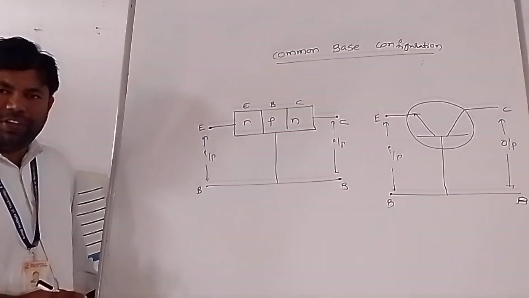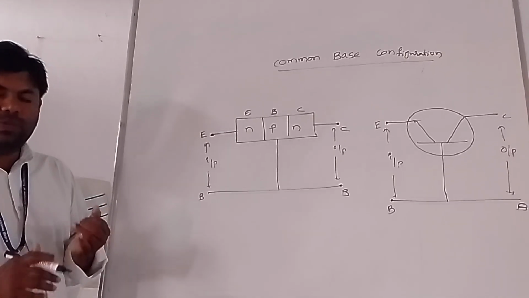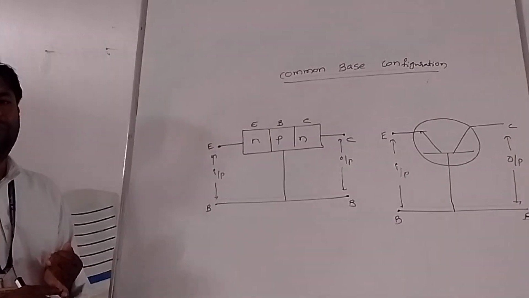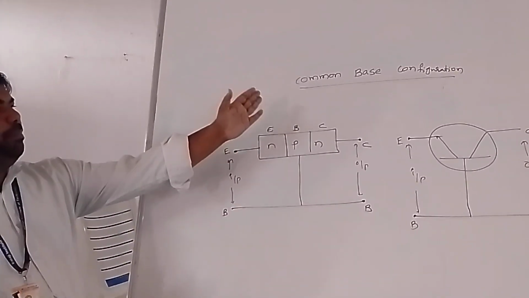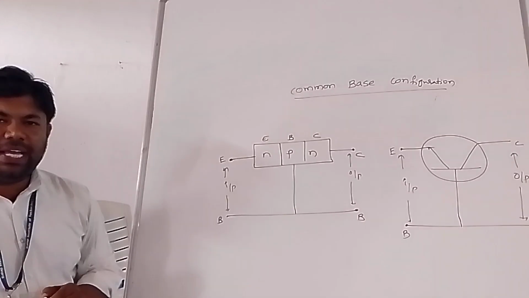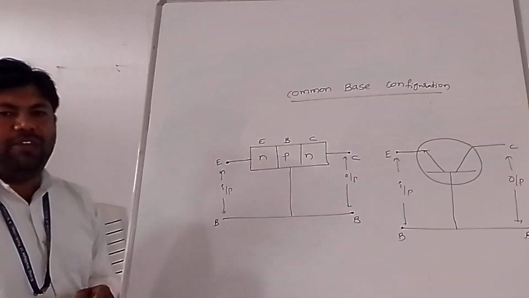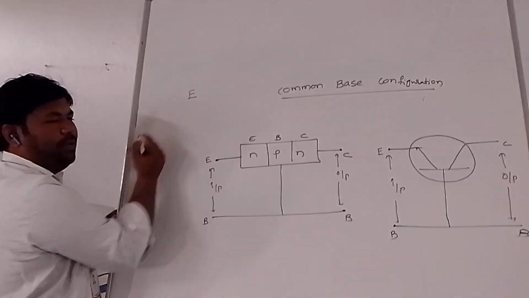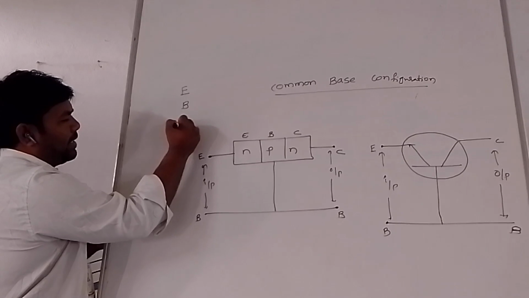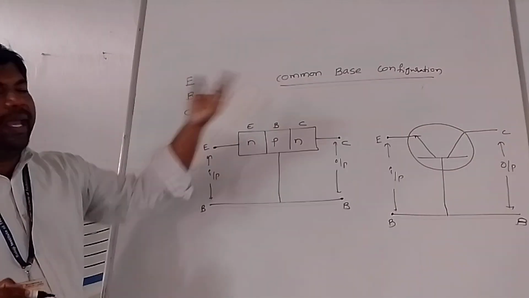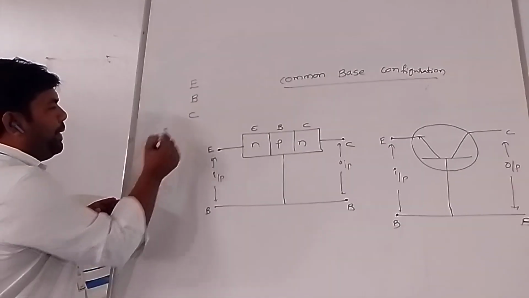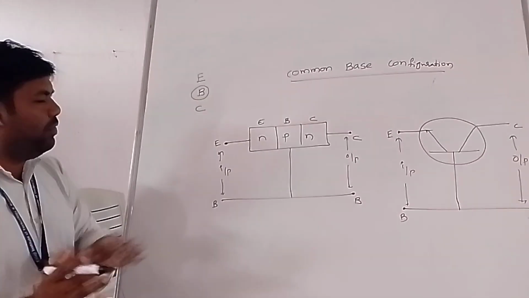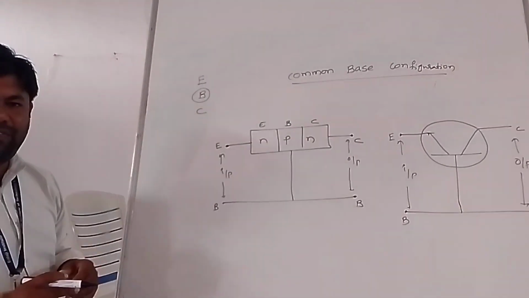Transistor has 3 configurations. The 3 configurations are: first, common base configuration; common emitter configuration; and common collector configuration. So now coming to the common base configuration. Generally we have 3 types of material in a transistor: emitter, base, and collector. Common base configuration means the base terminal is common to the rest of the 2 terminals, so we call it a common base configuration.